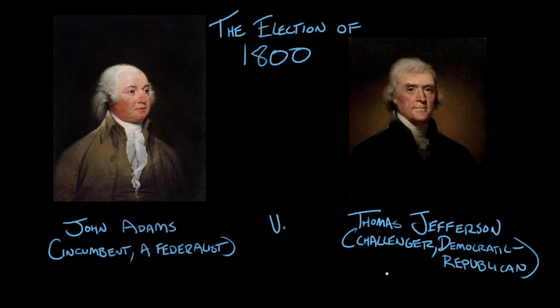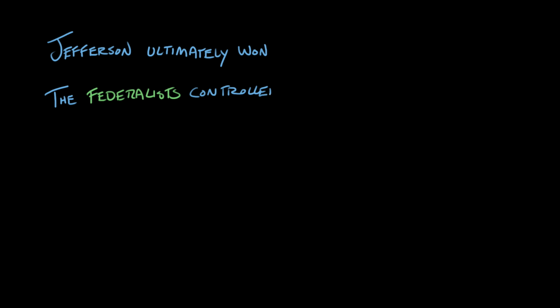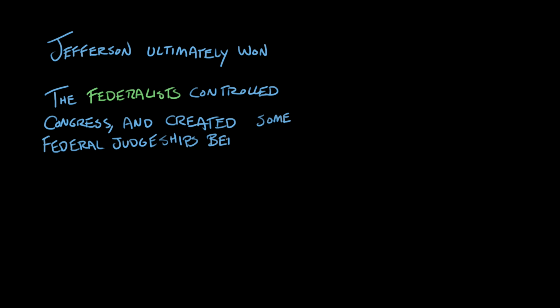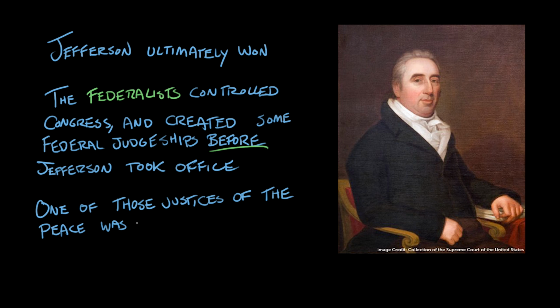But Jefferson ultimately won. The Federalists who controlled Congress, seeing what was happening, made a present for the incoming administration in the form of some laws that created some new judgeships. So some new federal judges, as well as some justices of the peace in the District of Columbia. And then they proceeded to stuff those offices with loyal Federalists. And these were people like William Marbury, who was granted a commission as Justice of the Peace in D.C.